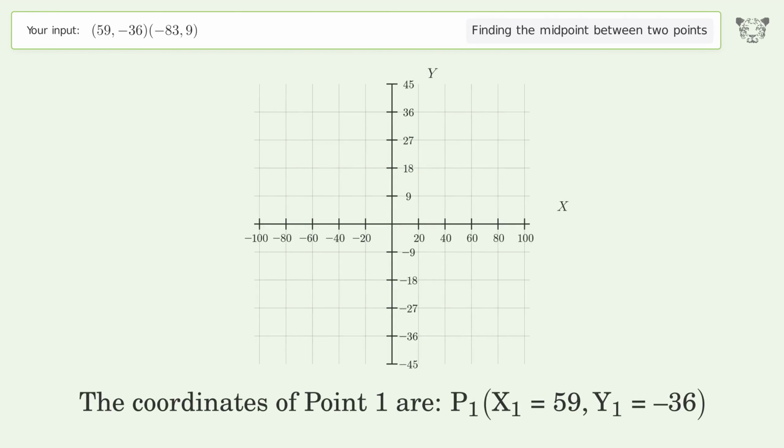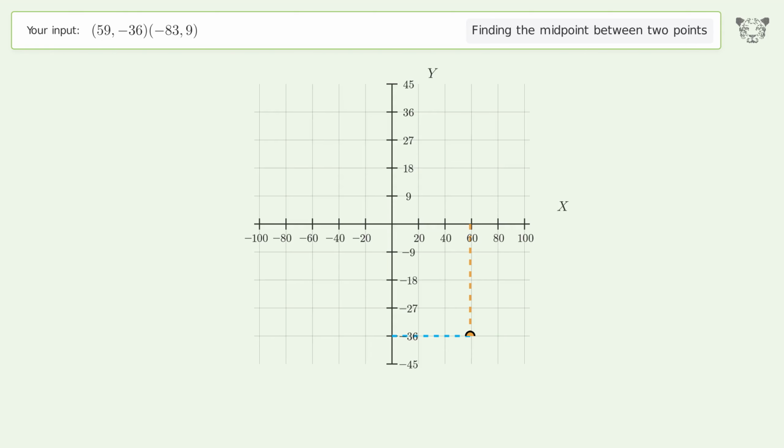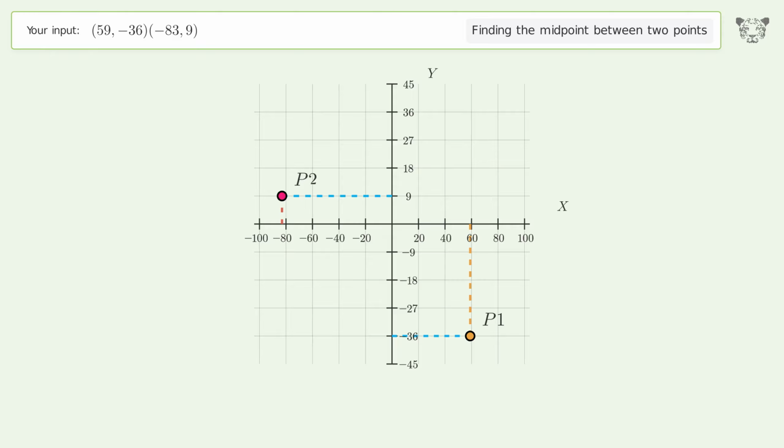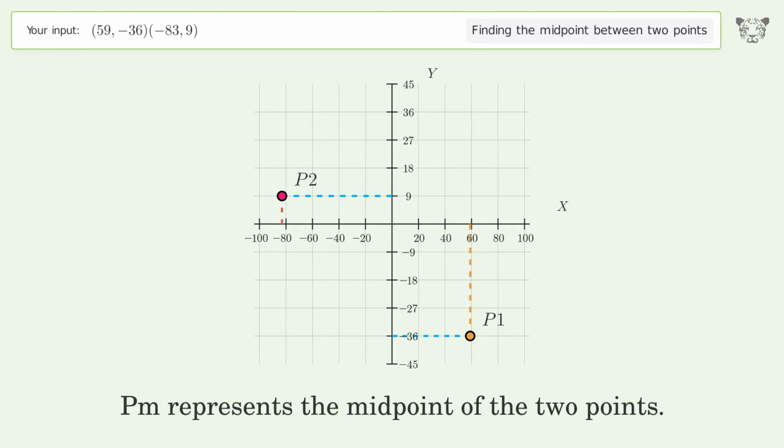The coordinates of point 1 are x1 equals 59, y1 equals -36. The coordinates of point 2 are x2 equals -83, y2 equals 9. PM represents the midpoint of the 2 points.